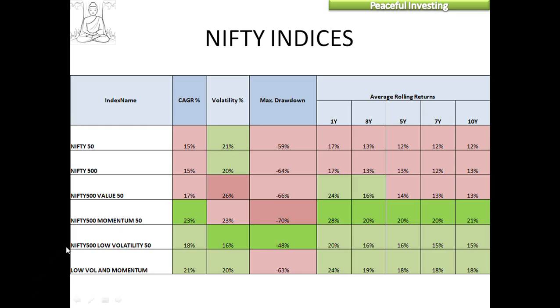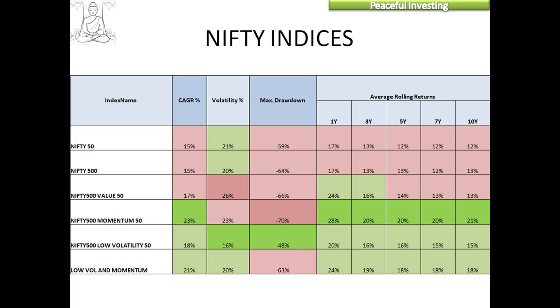First we'll be looking at Nifty 50, then Nifty 500. Nifty 50 is an index made of the top 50 companies by market capitalization. Nifty 500 is a broader index covering the first 500 companies trading on NSE.